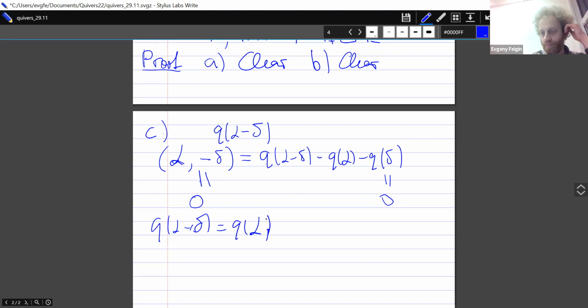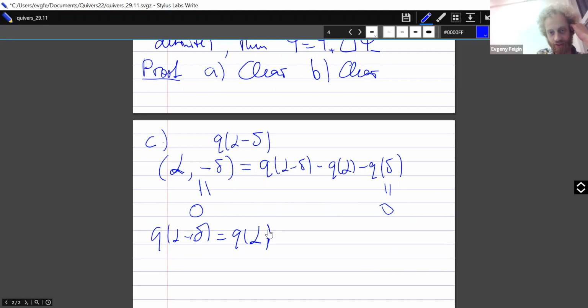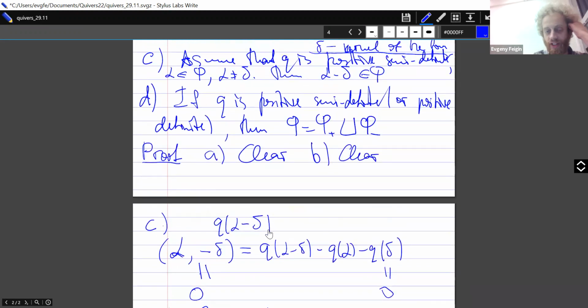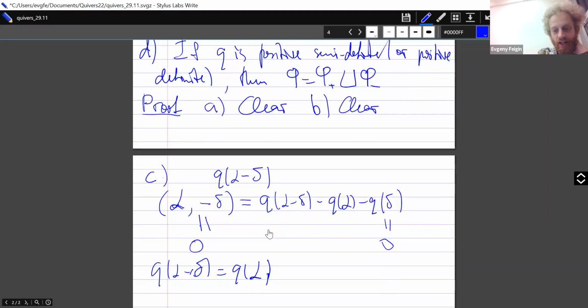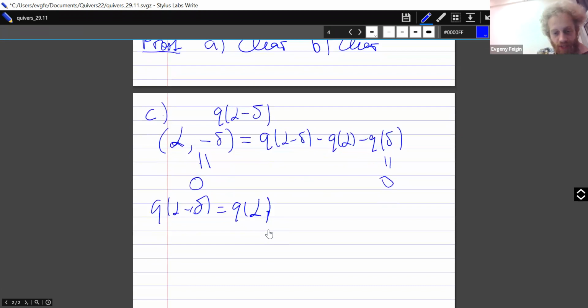Okay. So in part C, we wanted to prove that alpha and alpha minus delta are roots together, and this is the proof. And now the last part is to show that any root is either positive or negative. So for that, let us take a root alpha.